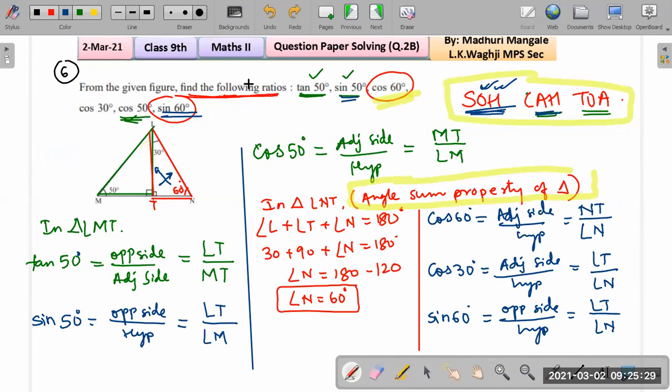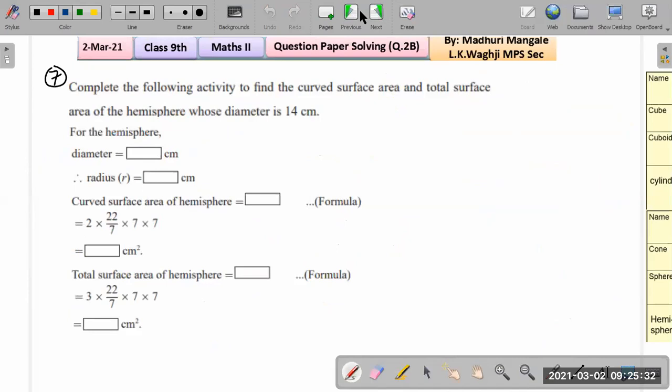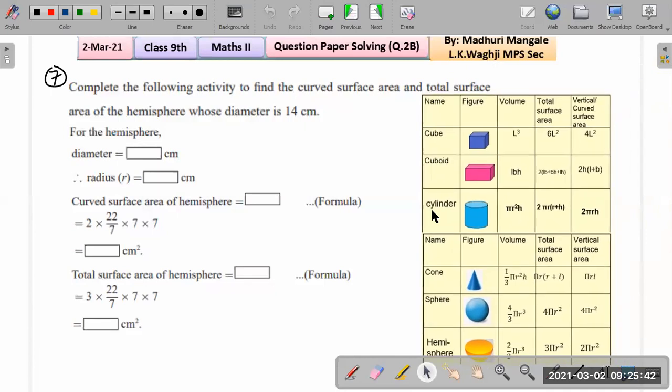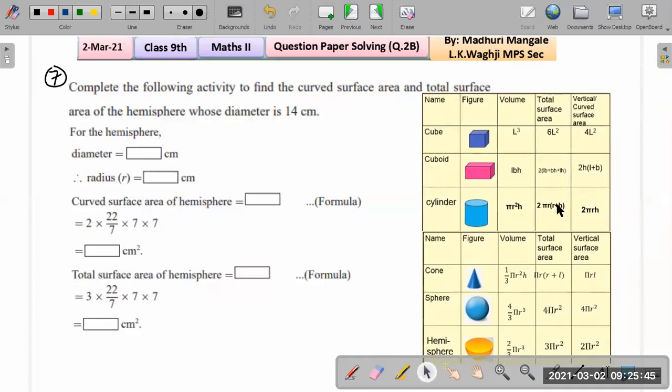Let us move to next question, question number 7. Okay. Now this question is from surface area and volume, a very nice and easy chapter which is there in class 10th also. Okay, and what you need to remember is this formula table. Fine. So let us begin. Complete the following activity to find the curved surface area and total surface area. So we are asked to find curved surface area and total surface area of hemisphere. So just look at the formula. This is the hemisphere. We need the total surface area and the curved surface area.